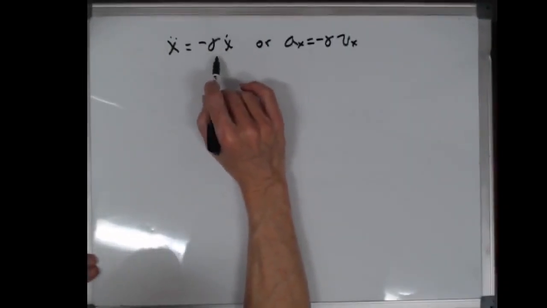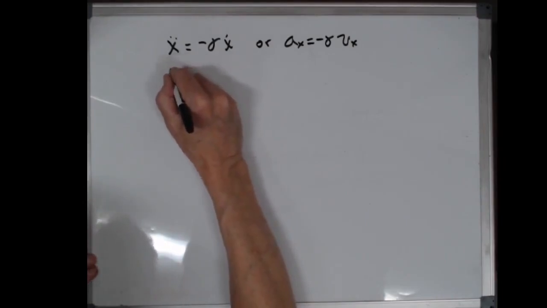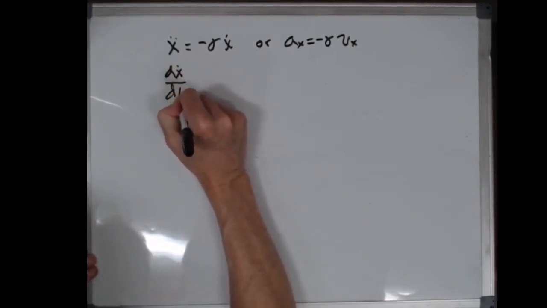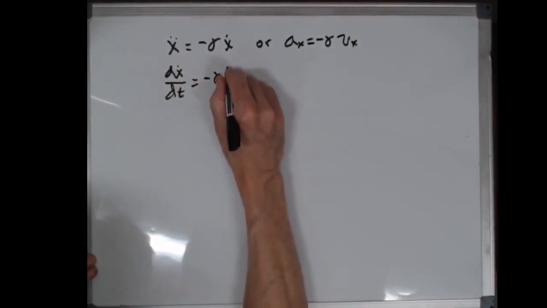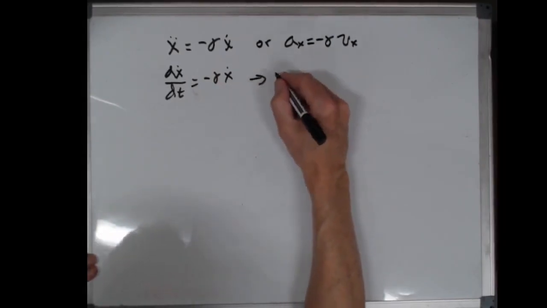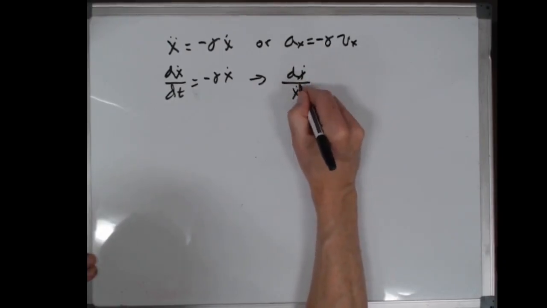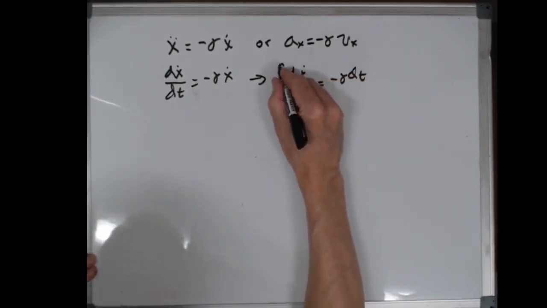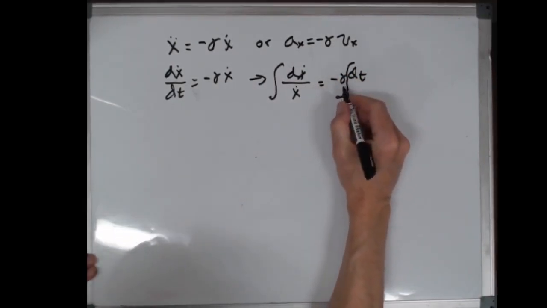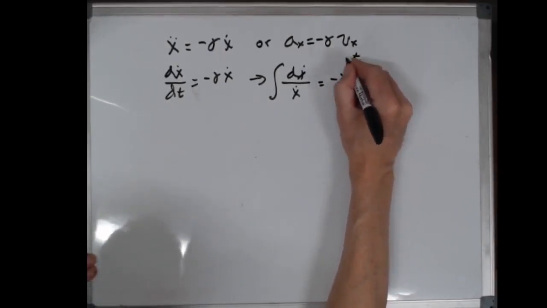So I can write the x component of that as x double dot equals minus gamma x dot, or I can just say a sub x is equal to minus gamma v sub x. Those say the same thing, right? And so this is just d x dot dt equals minus gamma x dot. And then to solve, I separate variables, and so I say dx dot over x dot is equal to minus gamma dt. And then I can integrate both sides. I can integrate there because that gamma is just a constant for drag, and that goes from 0 to t.